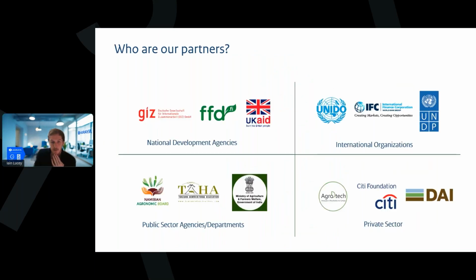Perfect, thank you. So this just gives a very quick snapshot of the different types of organizations that we work with. You'll probably see some that you're obviously very familiar with: IFC, UNIDO, the UNDP, as well as public sector agencies and national development agencies. You'll see, for example, TAHA in Tanzania, the Namibian Agronomic Board in Namibia. So we sometimes will work with a combination of these.